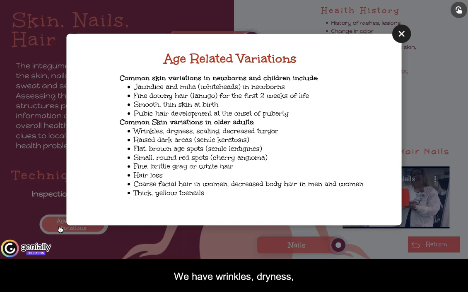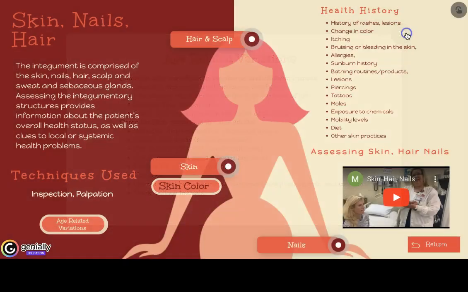We have wrinkles, dryness, scaling, decreased skin turgor, raised dark areas, flat brown age spots, small round red spots, cherry angiomas we call them, fine brittle gray or white hair, hair loss, coarse facial hair in women, decreased body hair in men and women, thick yellow toenails. So these are all age-related variations.